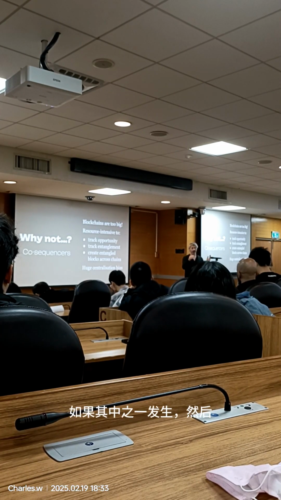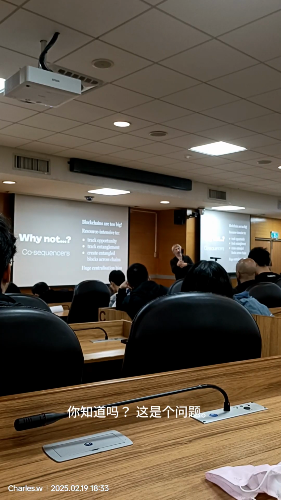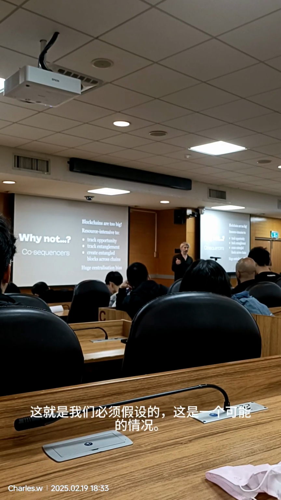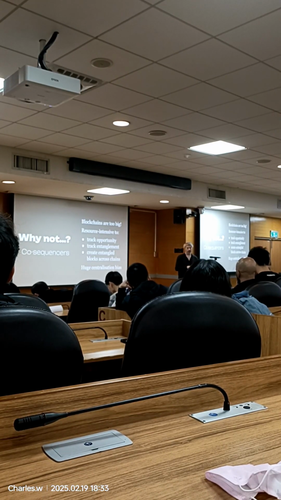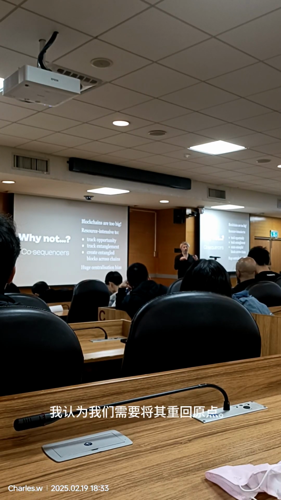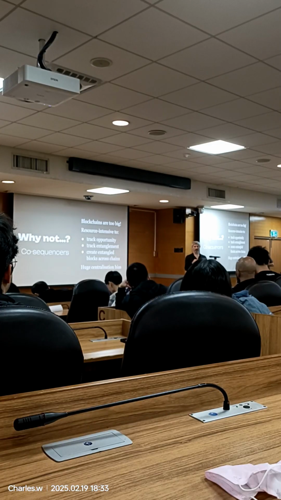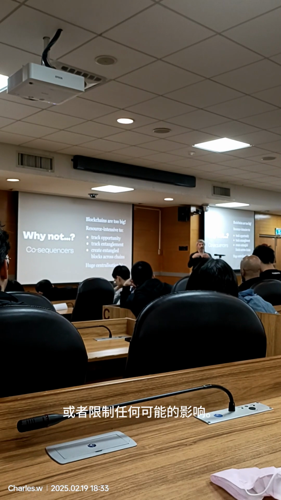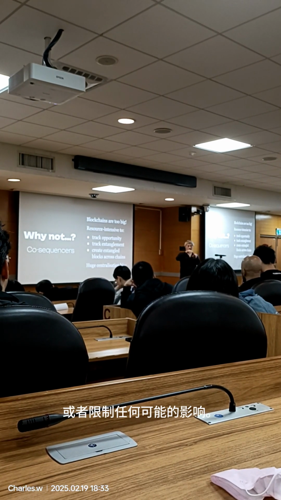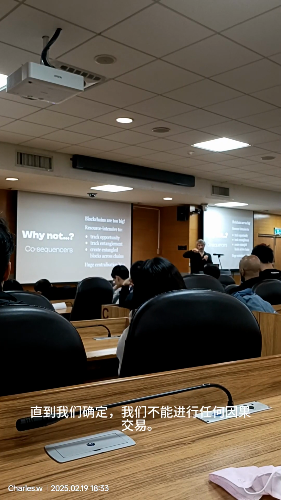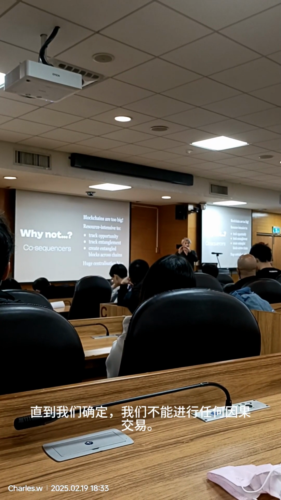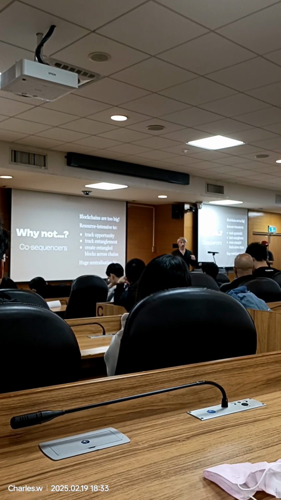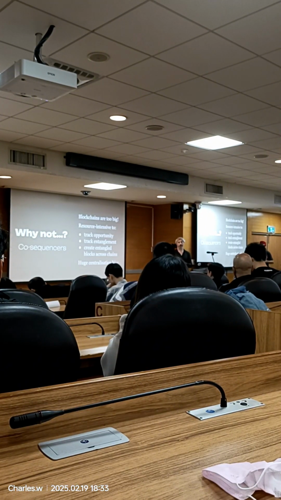And if one of them happens and then the other one can happen, but actually something else mutually exclusive happens, which is what we have to assume is a possibility, then we have a big problem. And we have to rewind the other one back. Which means we have to limit finality or limit the effects of any causal transactions until we know for certain all of their counterparts on the various other chains will definitely take effect.